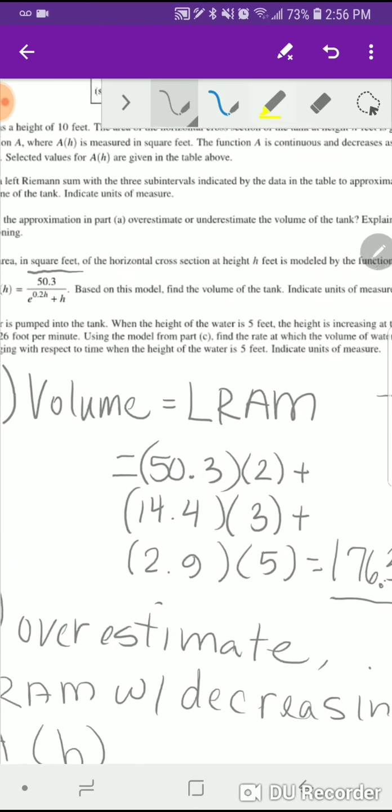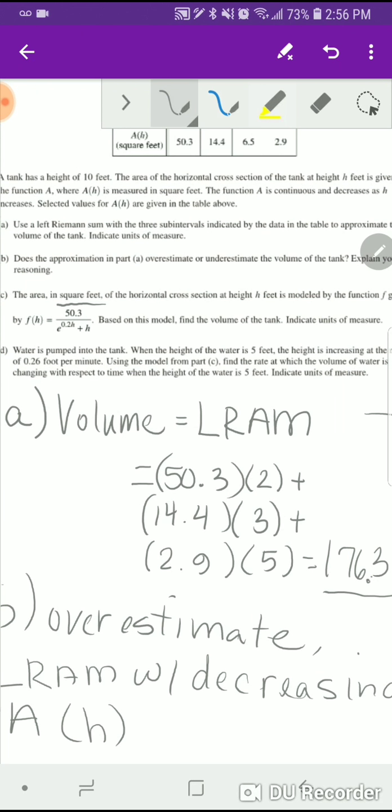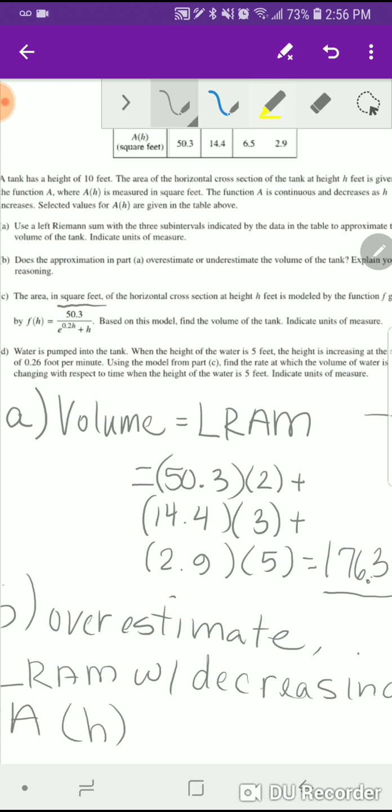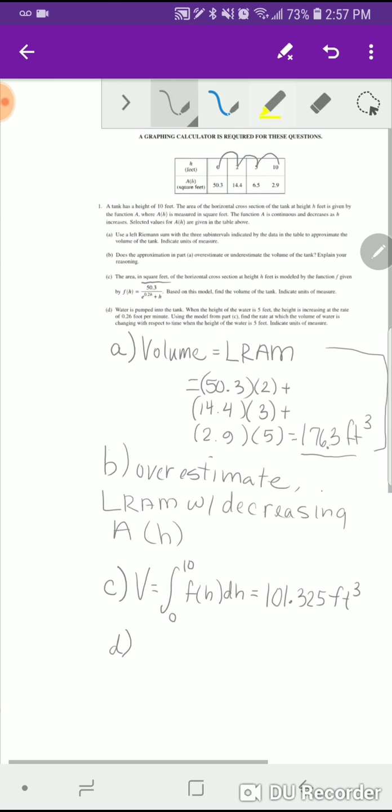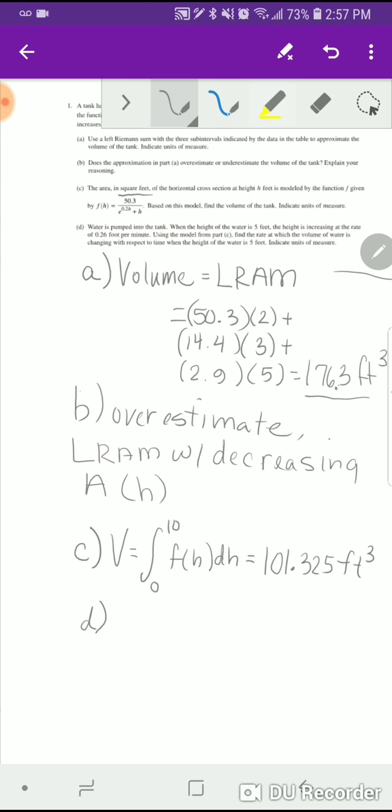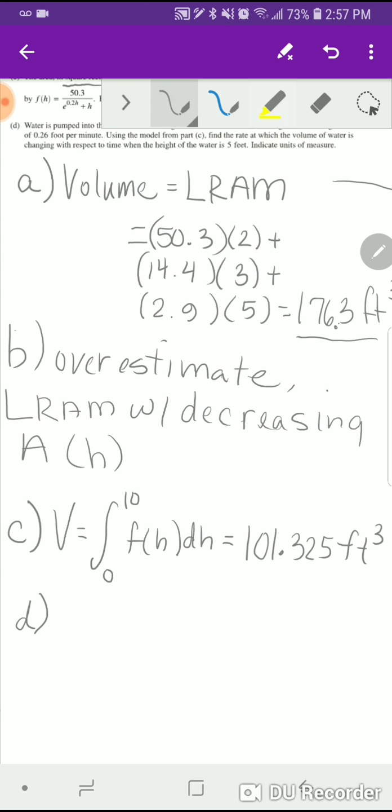Part D says, water is pumped into the tank when the height of the water is 5 feet. The height is increasing at a rate of 0.26 feet per minute. Using the model from Part C, find the rate at which the volume of the water is changing with respect to time when the height of the water is 5 feet, indicating unit of measure. So this is a related rates question, asking you to take into consideration the f of h function that was given in Part C, and then it asks you to find the rate of change of the volume.